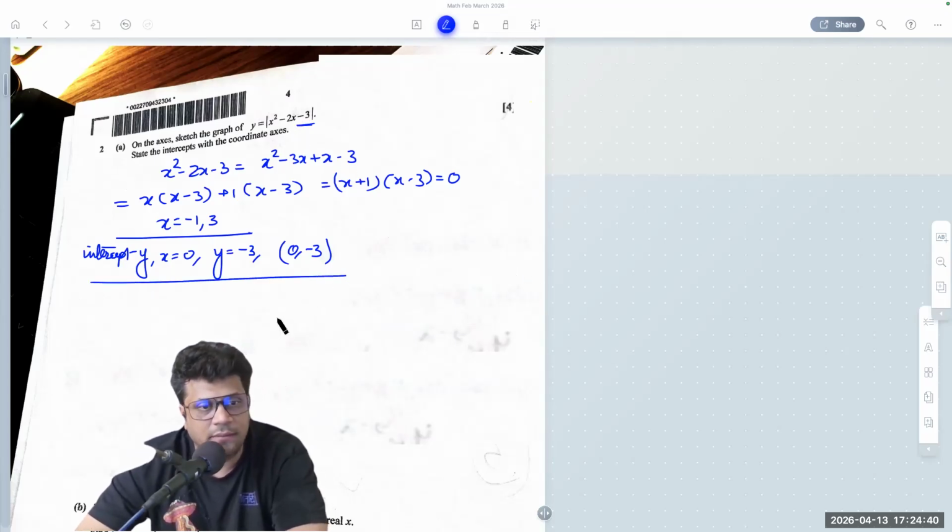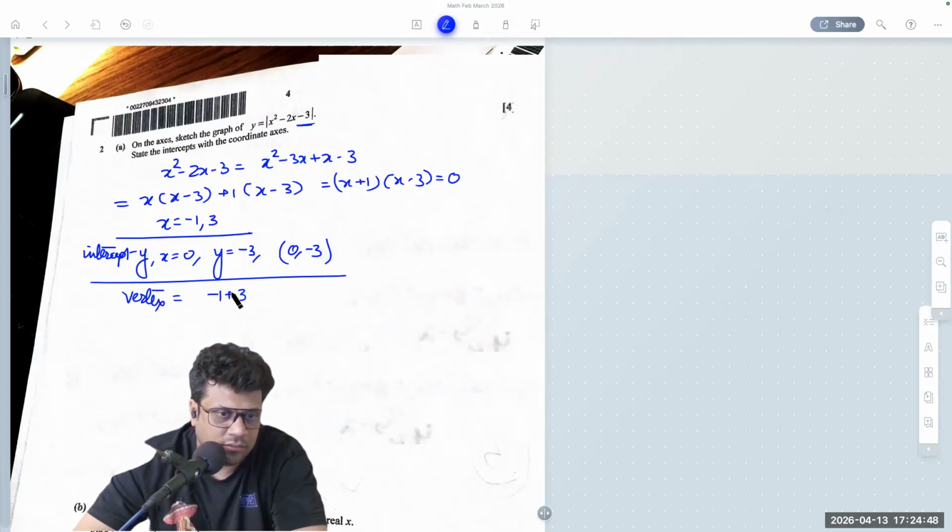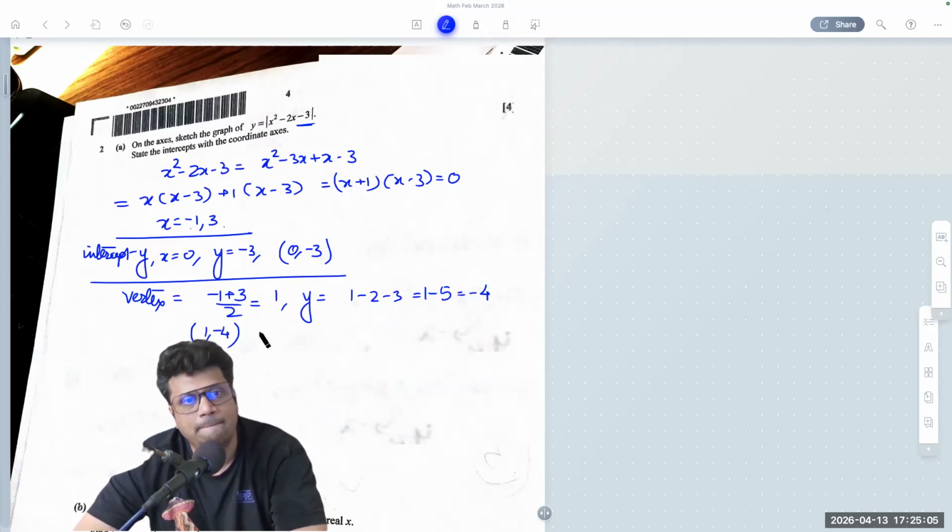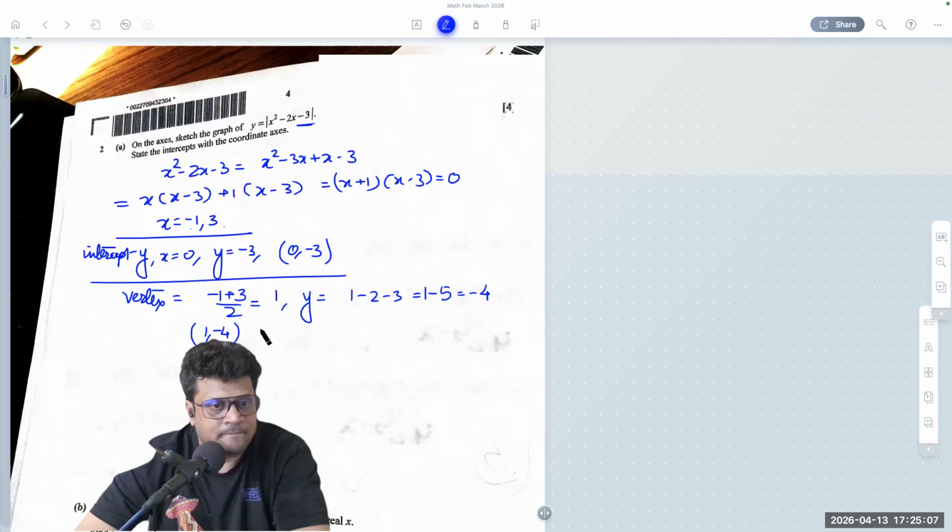And we can also find the vertex. The vertex is supposed to be right in between the two x-intercepts, so that comes out to be 1, and the y corresponding to it will be 1 minus 2 minus 3, and that's 1 minus 5, that's minus 4. So the vertex is supposed to be 1 comma minus 4. So now we can sketch it.